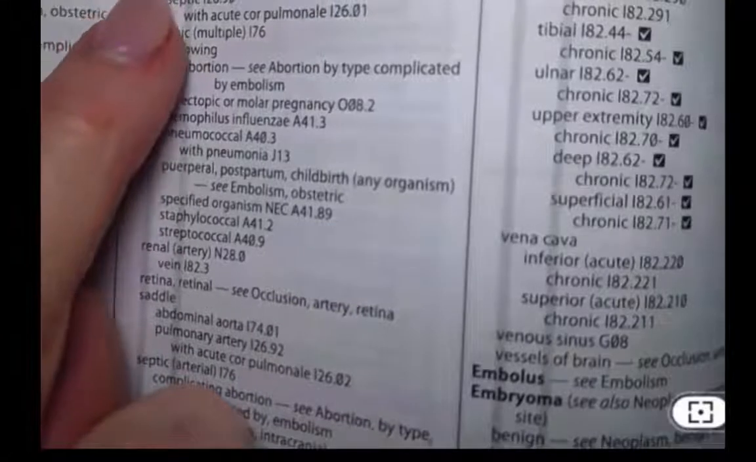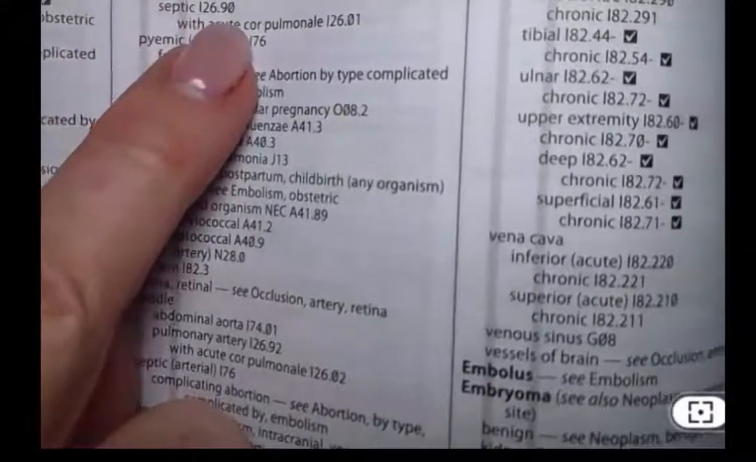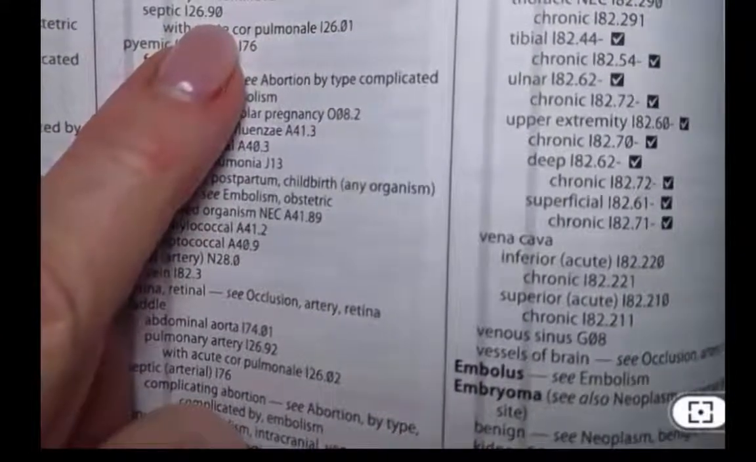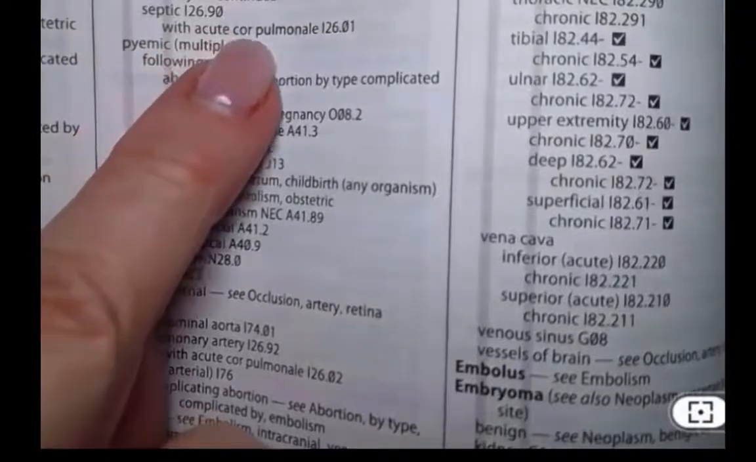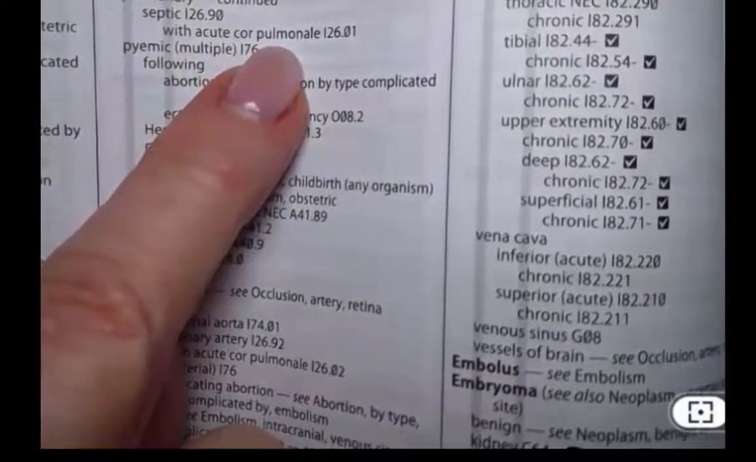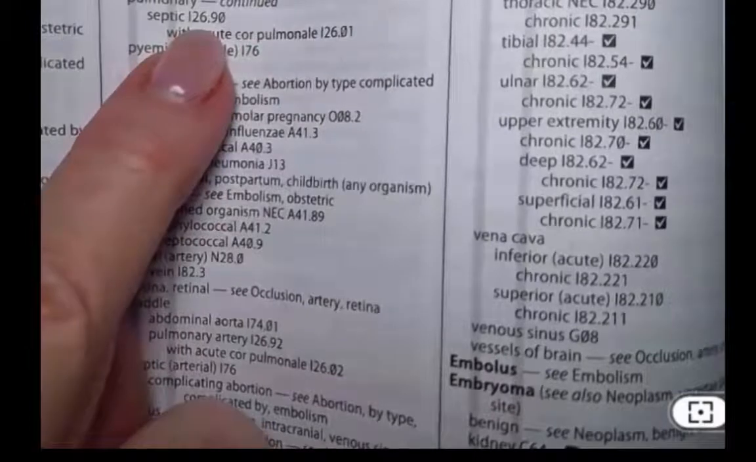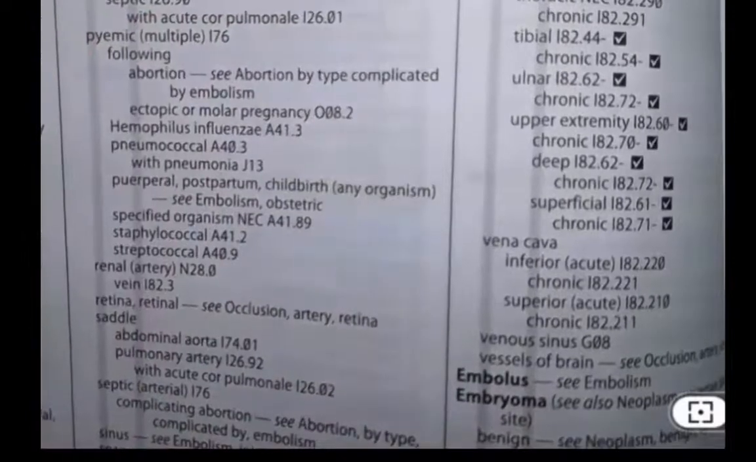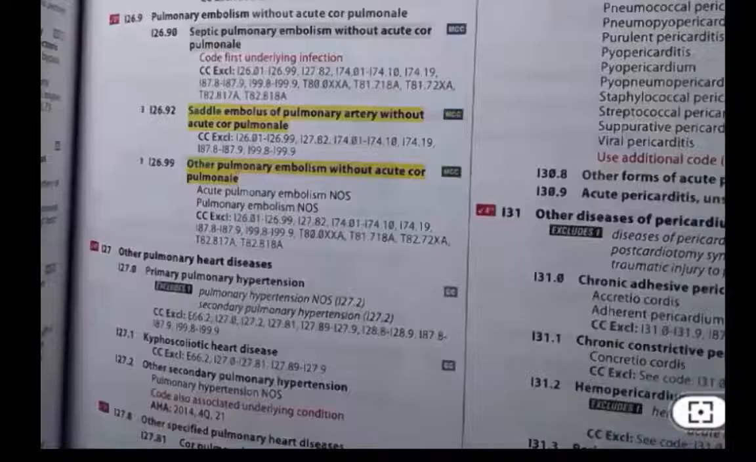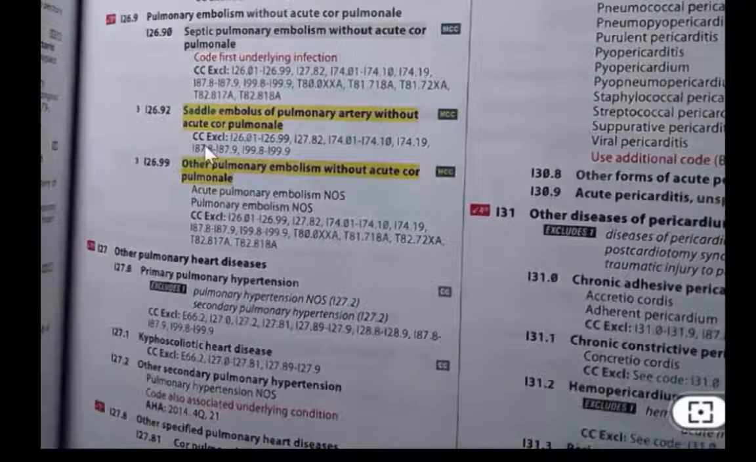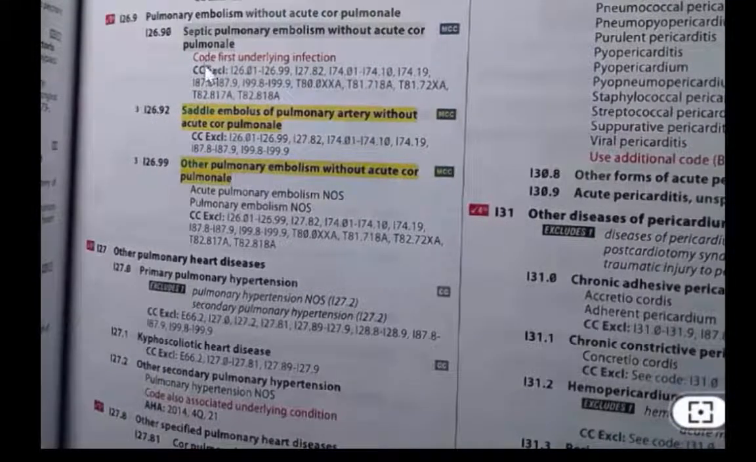So we're under embolism, pulmonary, septic, I26.90. There's no mention of the acute cor pulmonale in this documentation. So this would be the correct code, I26.90. And I26.90, you see, code first underlying infection is an instructional note that we have.